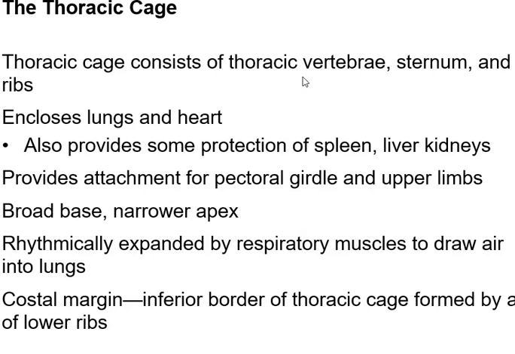Your thoracic area consists, of course, of your thoracic vertebra, but it also has your sternum and your ribs. And inside, you have your lungs and your heart, so this is to protect you. It has a little bit of the spleen that it protects, and some of the liver and the kidneys also are protected.